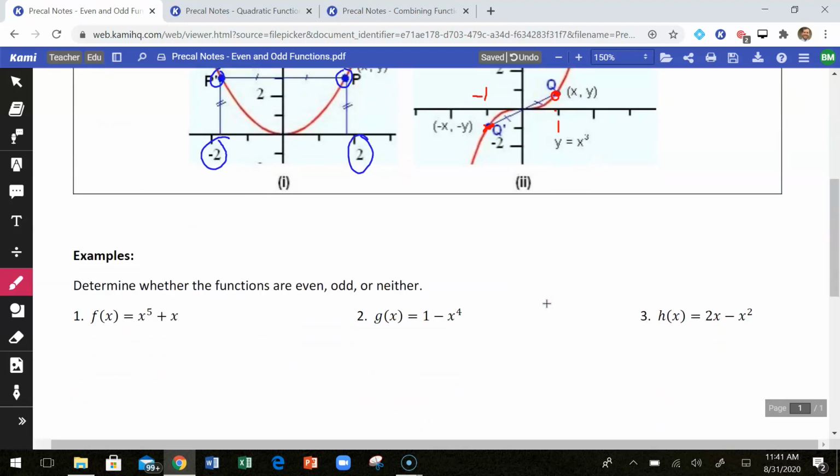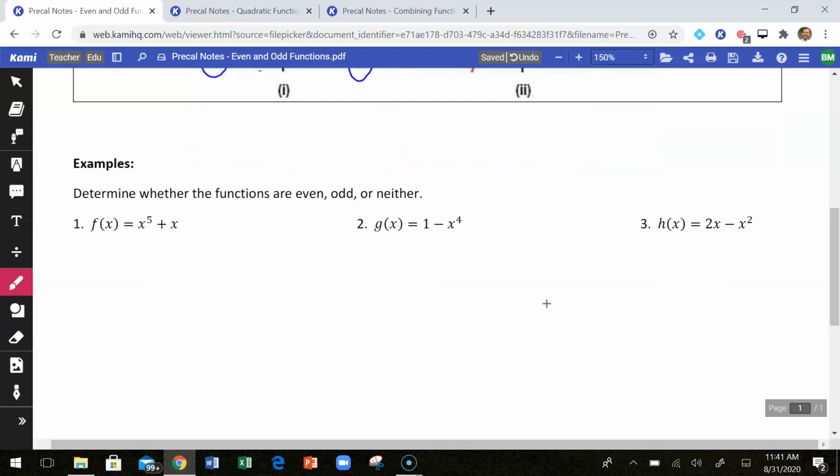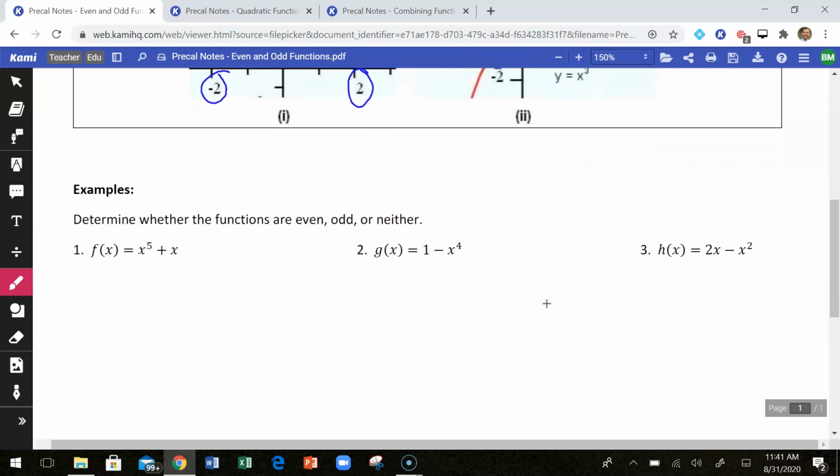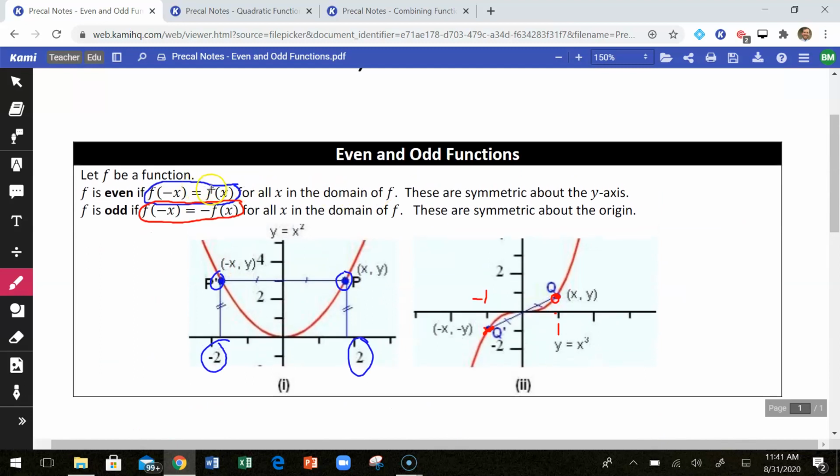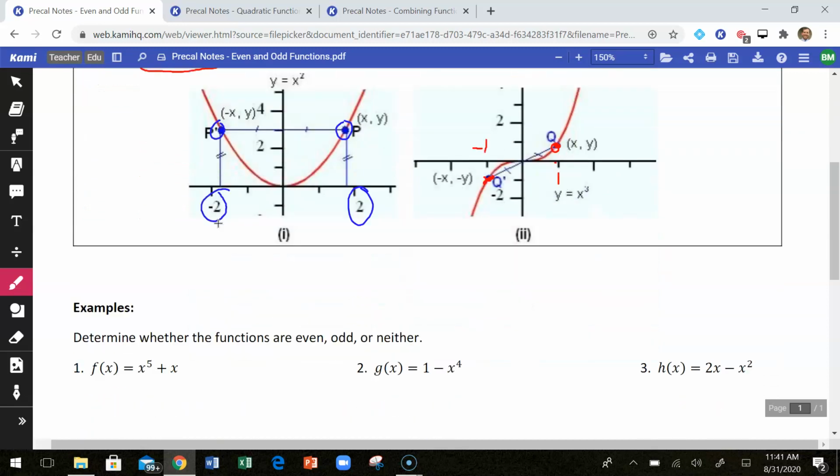Okay? So when we look at a function, the way we're going to do this is we're going to test these things by doing f of negative x. If we end up with the original function, it's going to be even. If we end up with negative the original function, it's going to be odd. And if neither one of those things happens, then it's neither even nor odd.